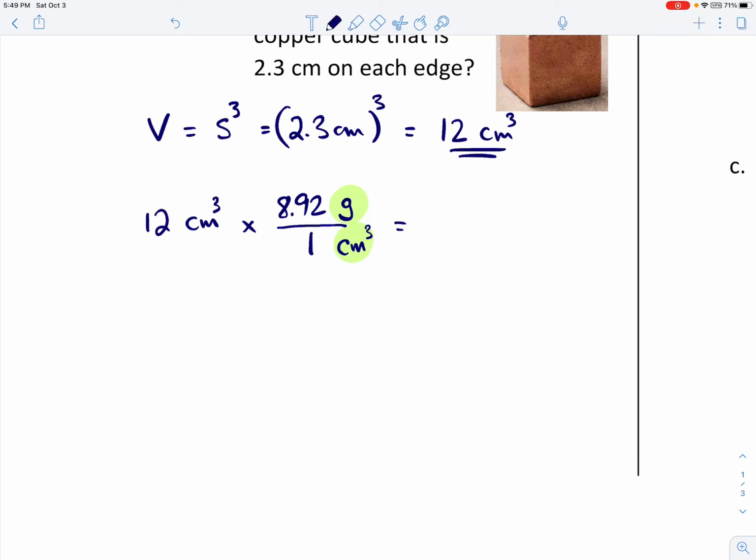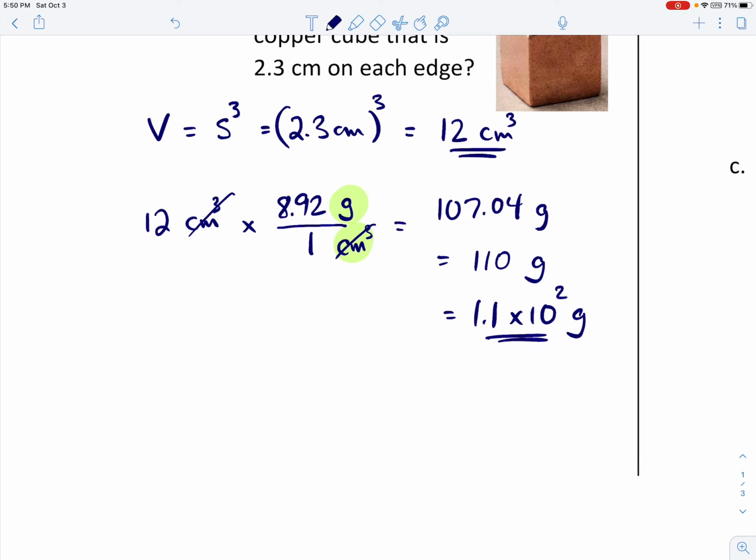So we grab a calculator now, 12 times 8.92. We can only keep 2 significant digits. The calculator screen tells me 107.04 grams, right? The cubic centimeters canceled. But if you can only keep 2 significant digits, this will have to be rounded off to 110 grams, or in scientific notation, 1.1 times 10 to the 2 grams.